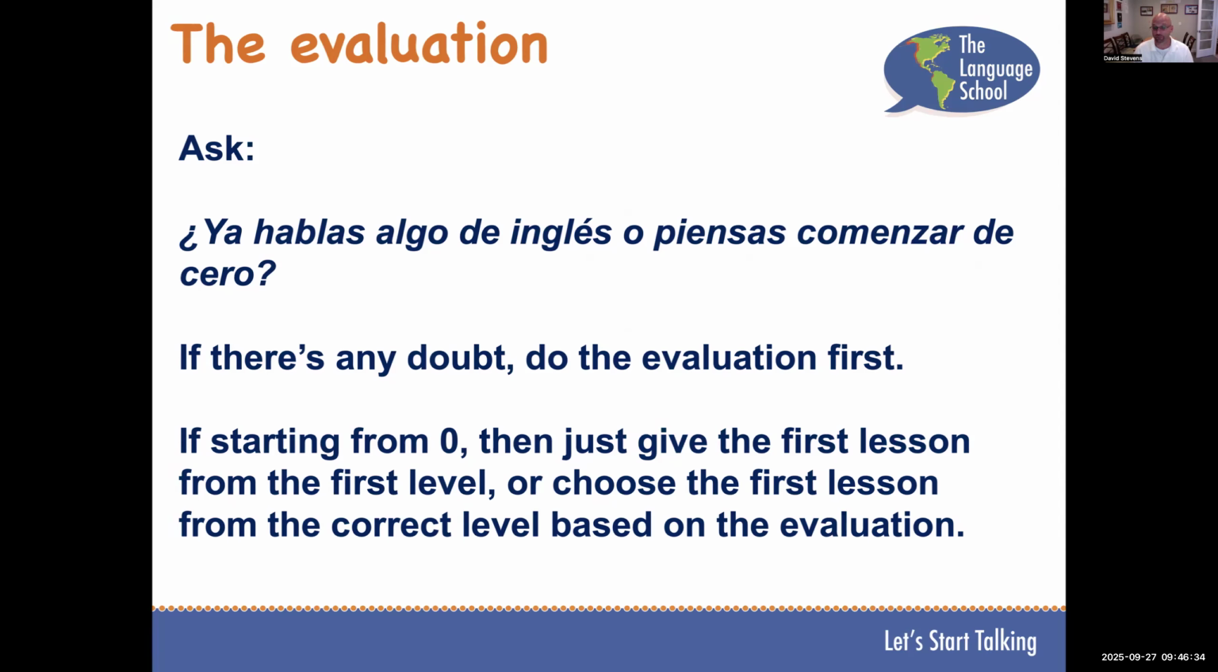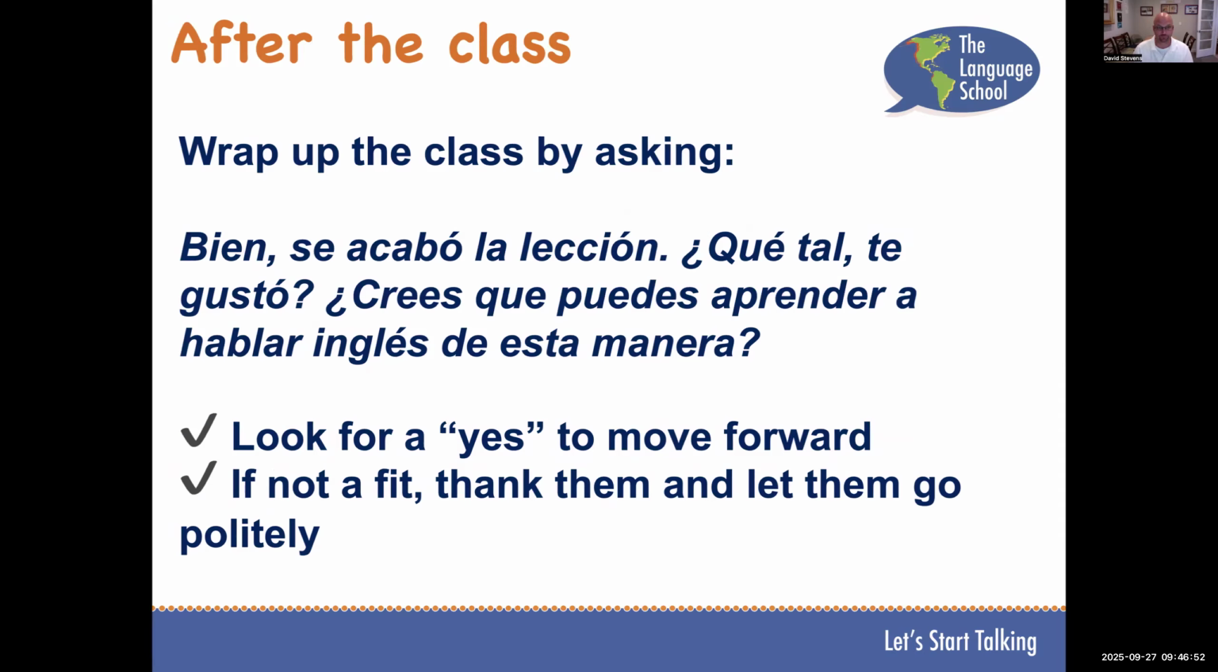So if they're starting from zero, then you just give the first lesson from the first level. If you do the evaluation, then you're going to do the evaluation and then get started with the first lesson of the level that comes out in the evaluation. All right. The fun stuff happens then. You give the class, and at the end of the class now, we have to go to the wrap up. So I would say something like this.